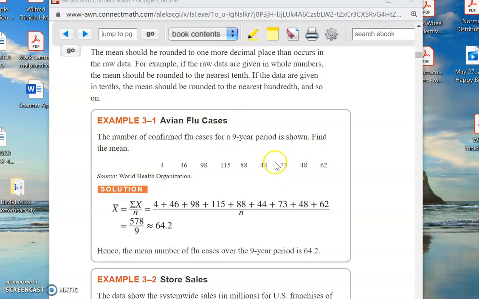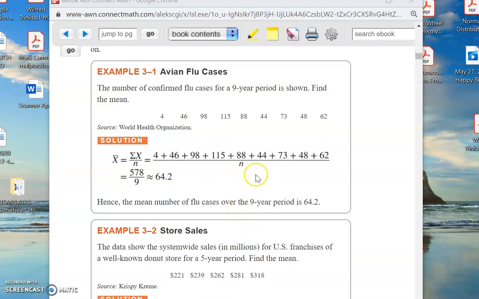Example 3-1, we're talking about avian flu cases. The number of confirmed flu cases for a nine-year period is blah, blah, blah. Find the mean. Well, this is presumably a sample, I guess, because he's using x bar. So you add them up and divide by the number of guys that are in the set. Okay, so there's 1, 2, 3, 4, 5, 6, 7, 8, 9. There's nine data points. Add these guys up, you get 578. So there's 64.2 cases.